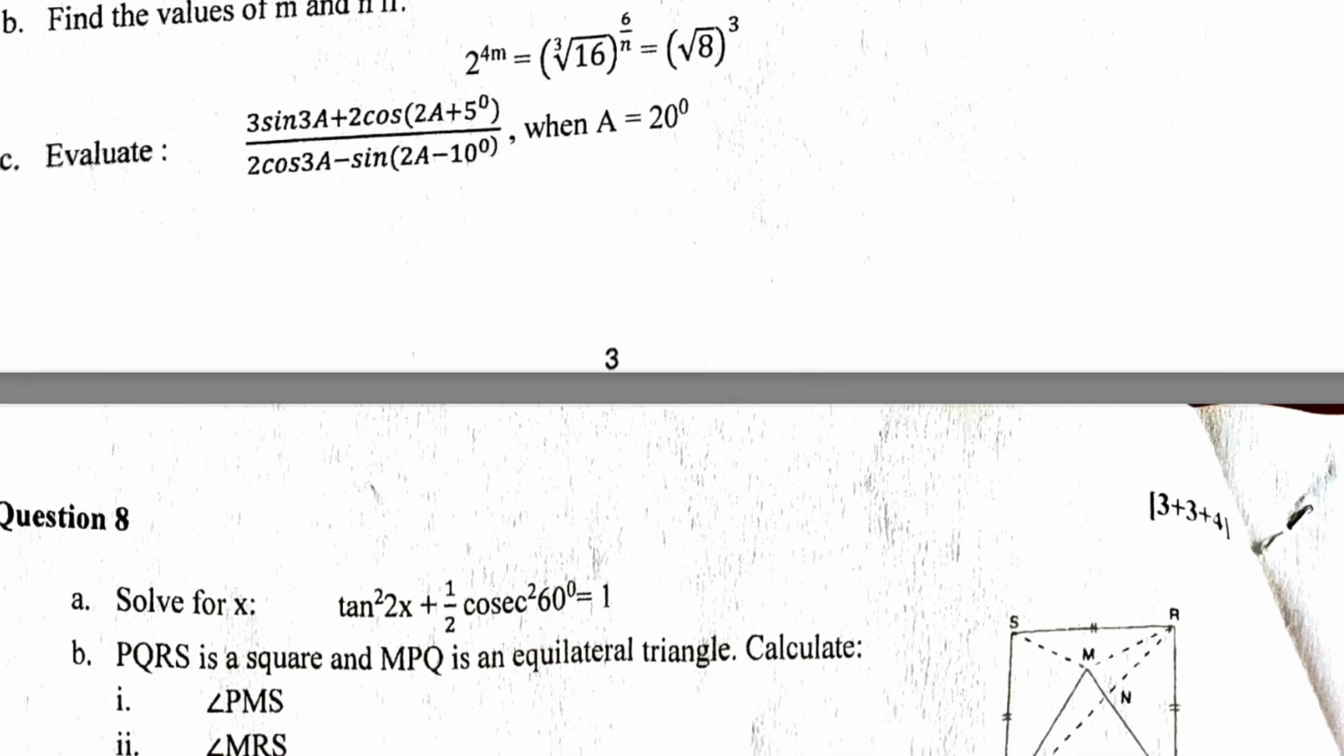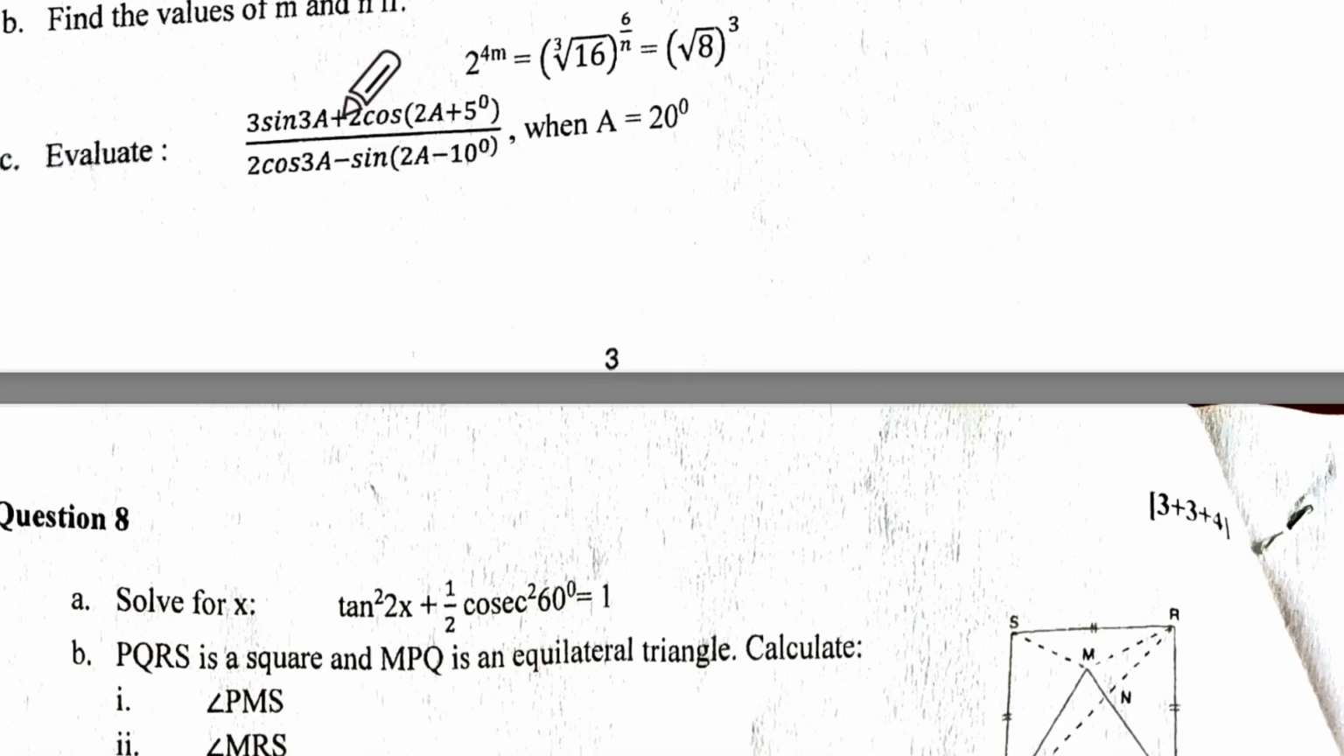Yes. Now, yes, ma'am. a is 20. So what you'll write here? 3 into sine 60 degrees into 20, 2 cos, 2 into 20 plus 5. You'll first substitute. Then what you'll say? Sine 60 degrees.